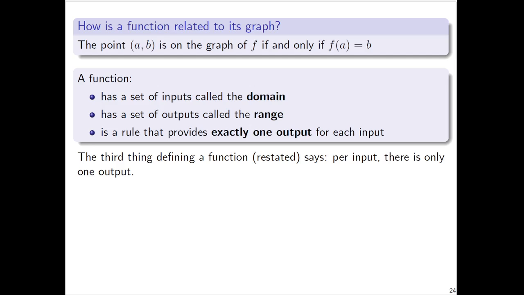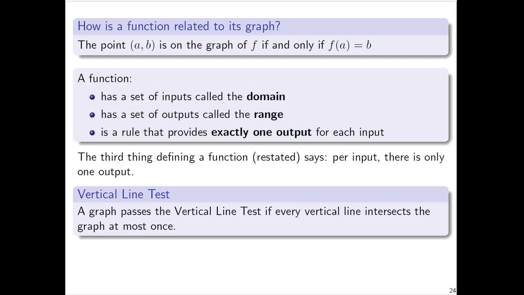there's only one output. And so there's this thing called the vertical line test, and a graph passes the vertical line test if every vertical line intersects the graph at most once. So a vertical line, wherever you draw it, should touch the graph once or fewer, meaning not at all. It's just a vertical line that's drawn somewhere that doesn't touch the graph.